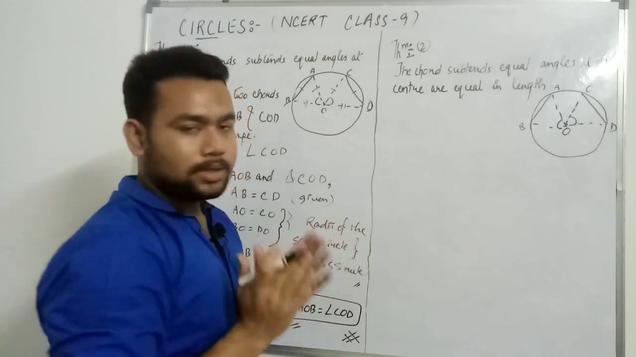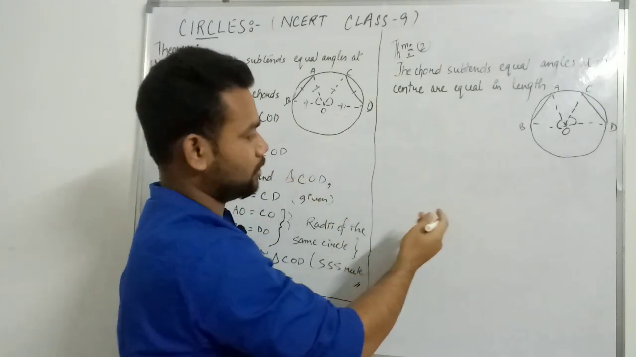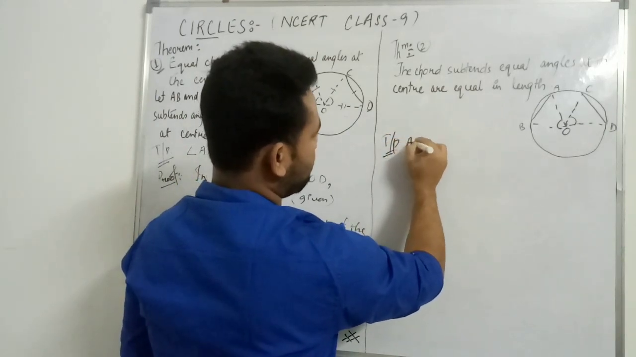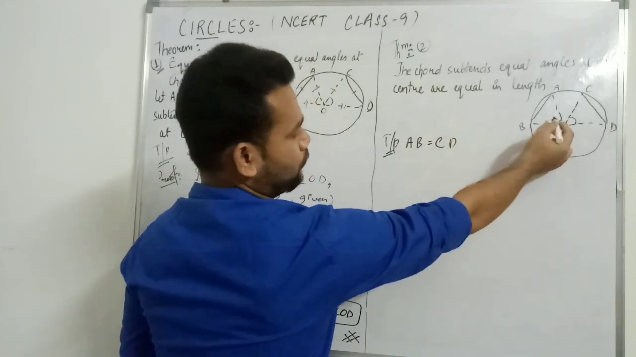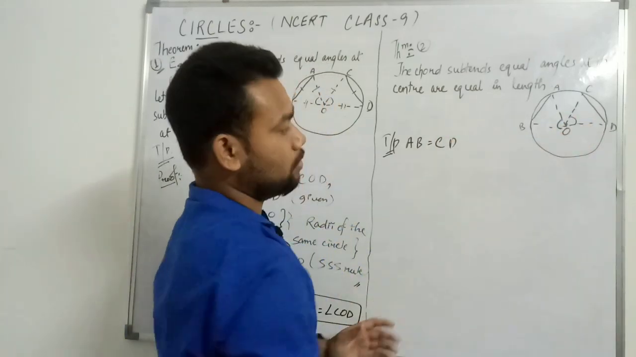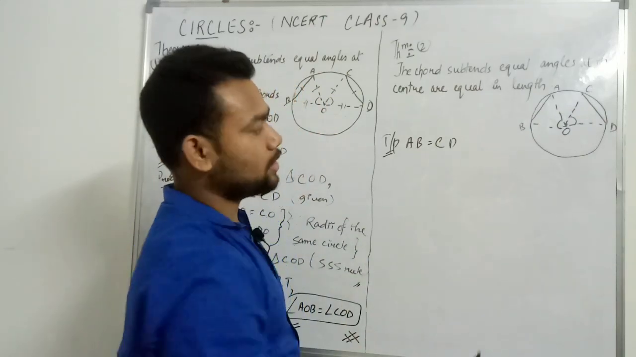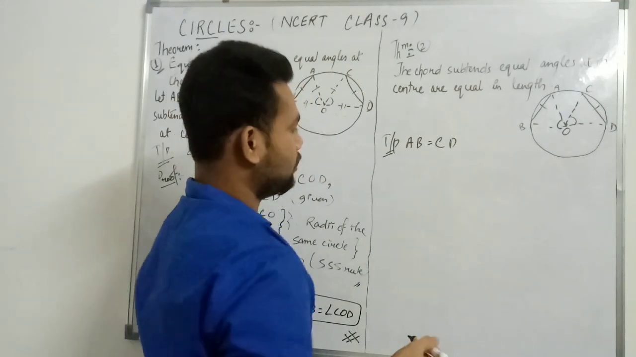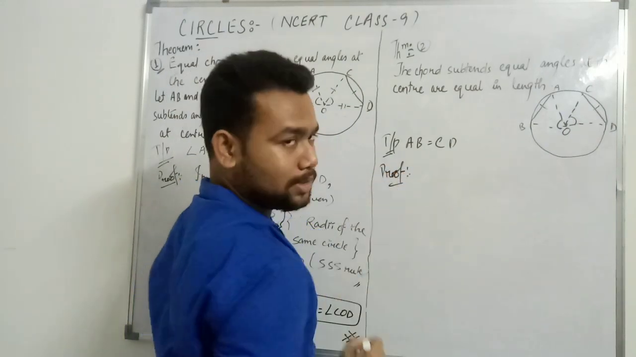So I hope you can proceed on. See, given part you write as it is. Got it? Now to prove what? AB is equal to CD. So if we can show somehow these two triangles congruent, then by CPCT we can say that AB is equal to CD, right? And hopefully this is so easy, right?